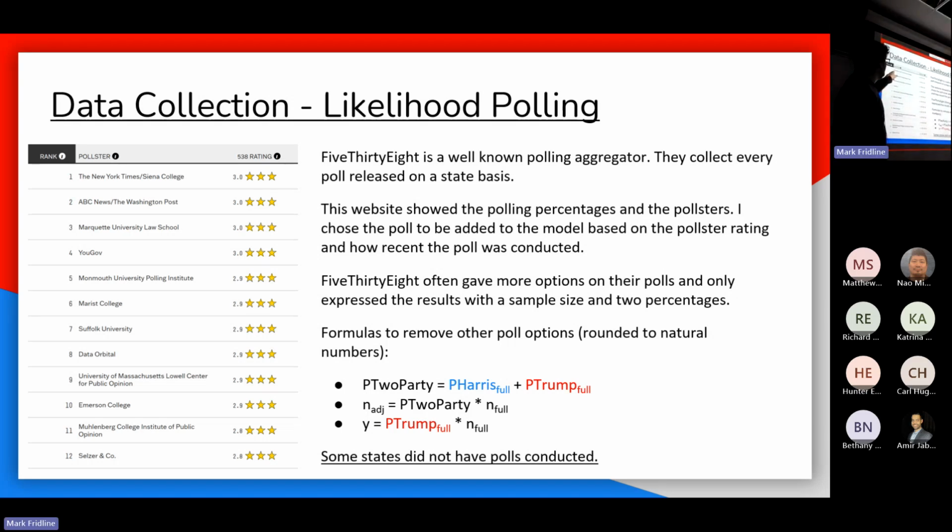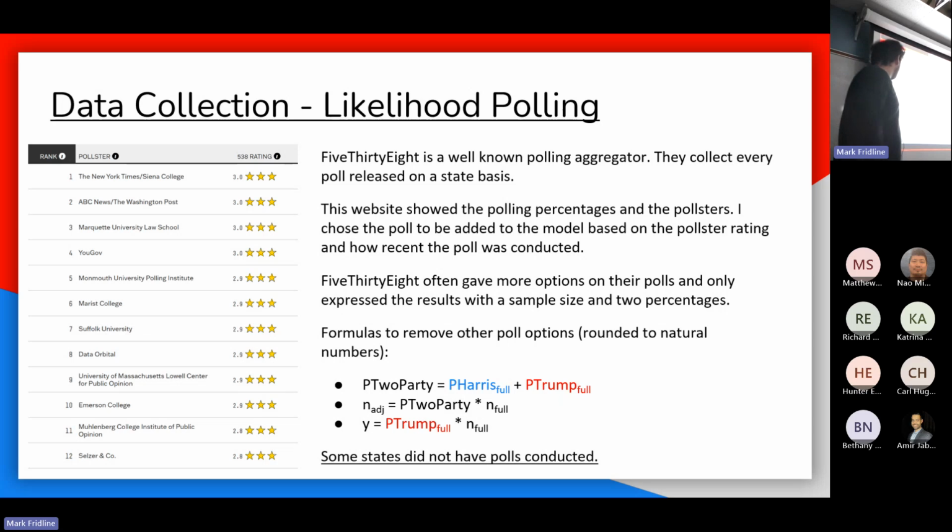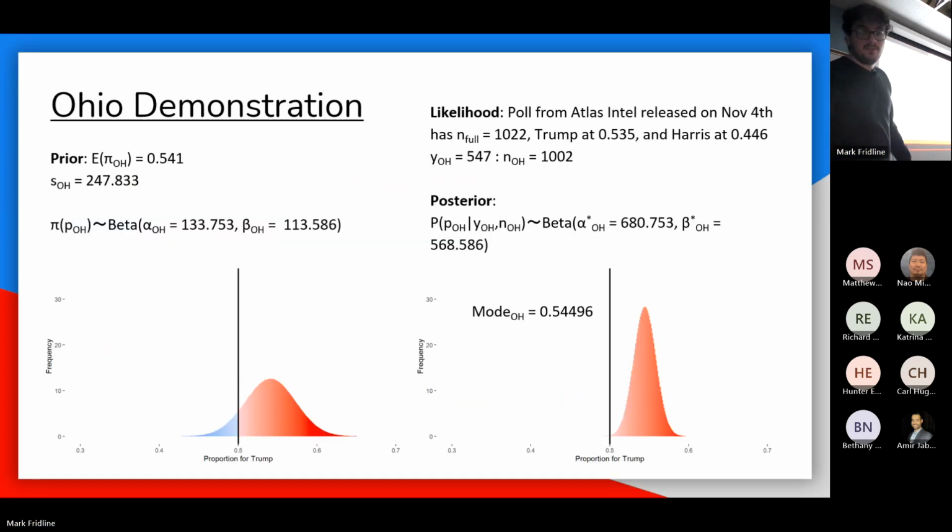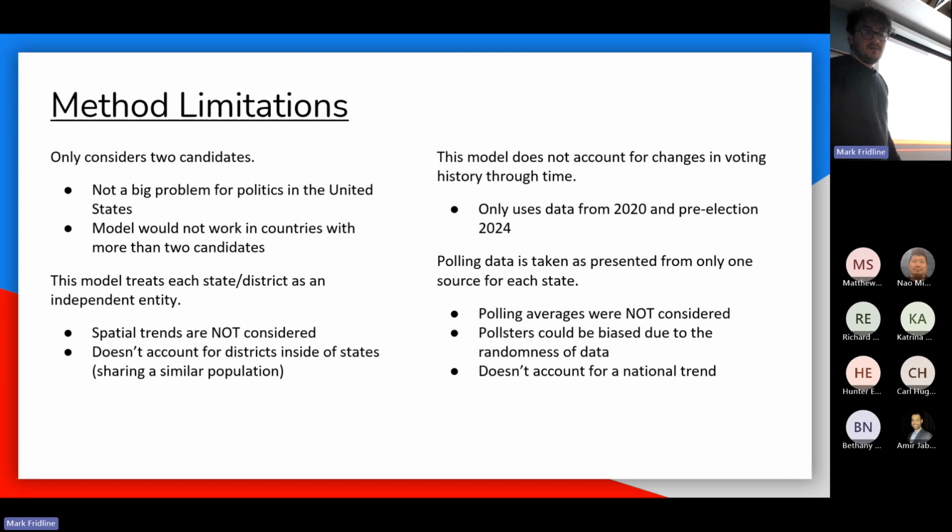Worth noting, the number one rated pollster is the New York Times. They're going to end up being the villain in this story, but that's okay. But we have some other ones up here, like Emerson College. I ended up using polls from all these places. So anyway, sorry, I forgot to mention that.